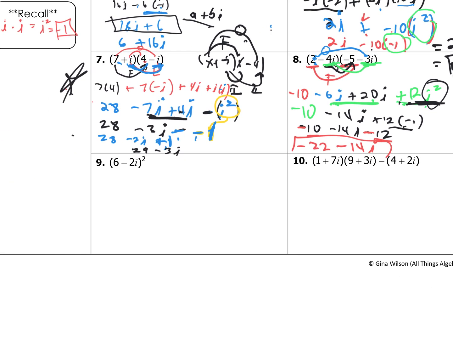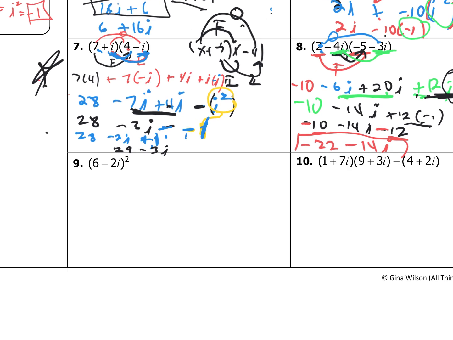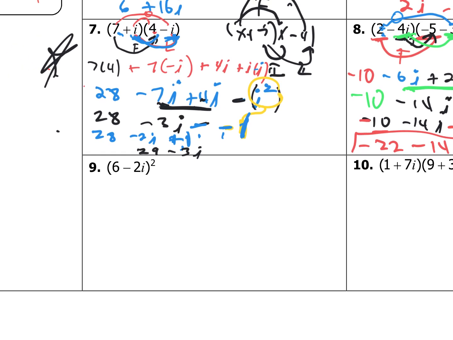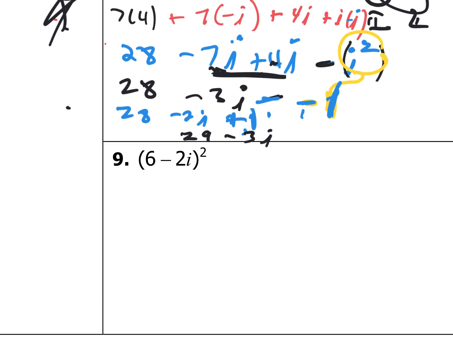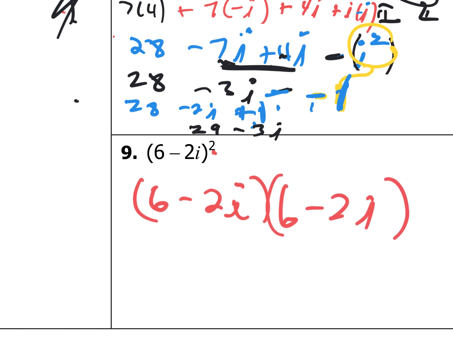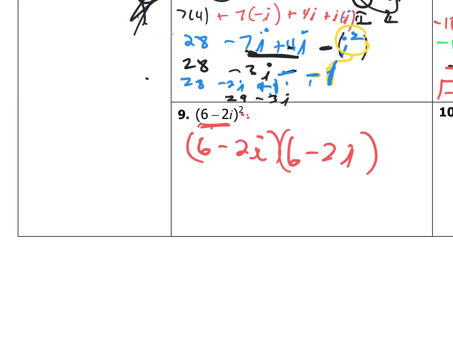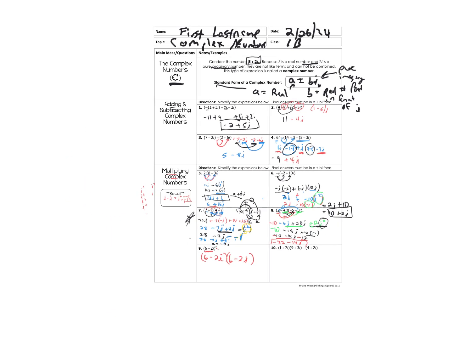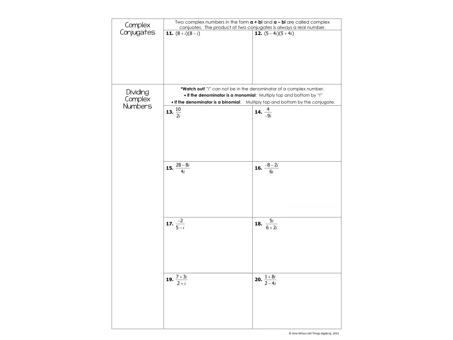All right. I'm not going to do the last two. I'm going to save those probably for a bell ringer or a quiz problem, but I will set up number 9. I don't want you making a mistake. That's squared. You should rewrite it as 6 minus 2i times 6 minus 2i. It's the same thing written twice. Okay? So I got you started. Let's go to the next page.